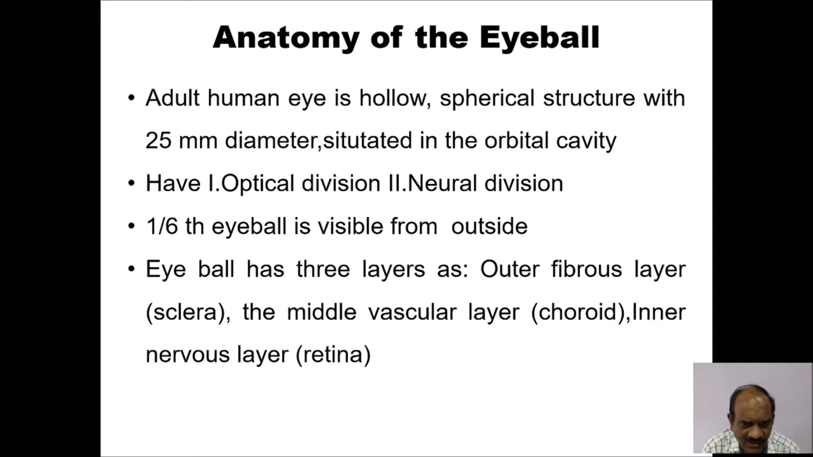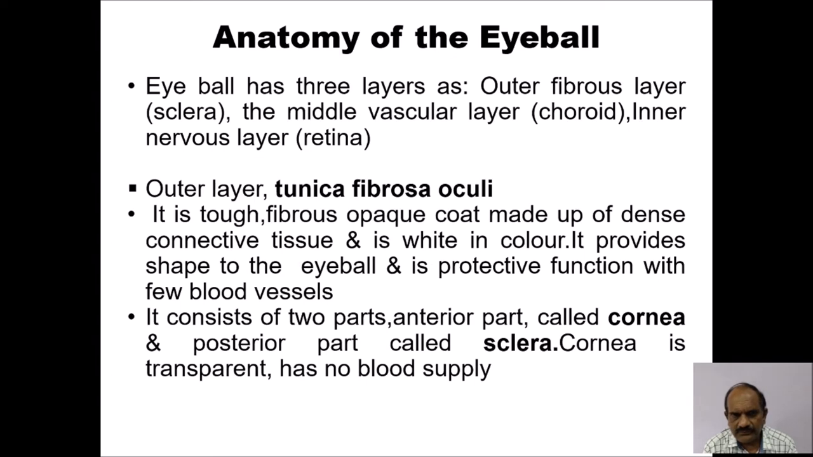Now 1/6 of the eyeball is visible from the outside. As we know, the eyeball has three layers: the outer fibrous layer, the sclera; the middle vascular layer, the choroid; and the inner nervous layer, the retina. The outer layer is also called tunica fibrosa oculi. It is a tough, fibrous, opaque coat made up of dense connective tissue and is white in color. It provides shape to the eyeball and has a protective function, with few blood vessels.